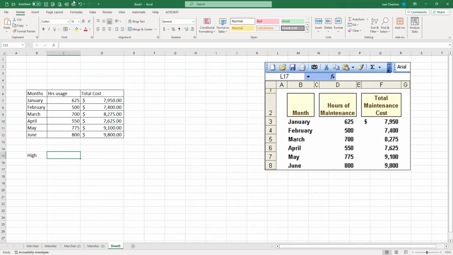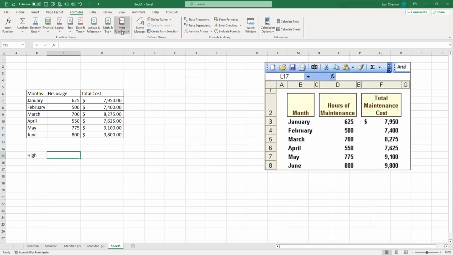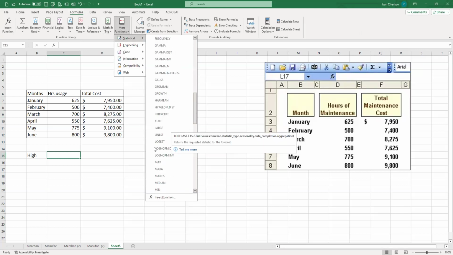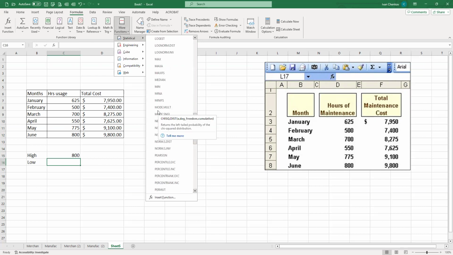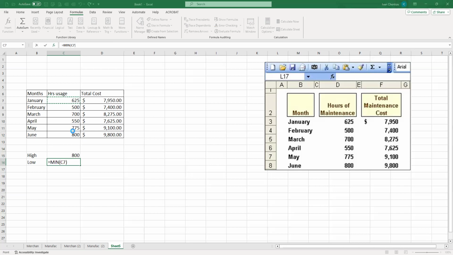If you want to use the formula, you can easily go to statistical and get the maximum amount of this range, and it's going to give you the maximum amount, $800. You don't even have to think about it, right? And the next one is to get the low level. Again, go to that statistical function, go to the minimum, highlight the range, and it's going to give you the minimum amount.